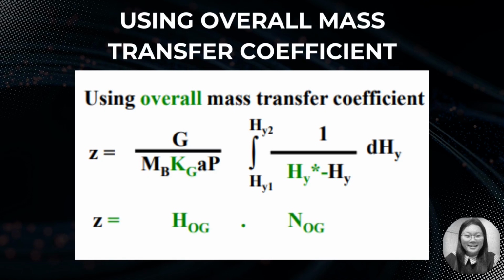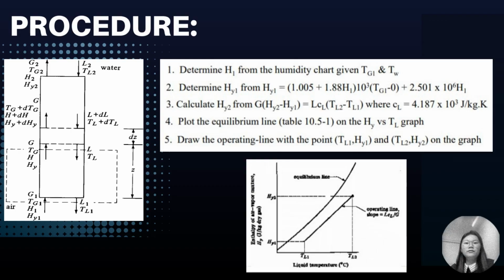So here are the calculations for a water cooling tower using the overall mass transfer coefficients. The formula is actually quite similar to the film method. First we determine the Hy from the humidity chart, and then next we calculate the Hy1. Then we calculate Hy2 by substituting the Hy1 that we calculated just now into another formula. And then we plot the equilibrium line. Then we draw the operating line using the points TL1, Hy1 and TL2, Hy2.